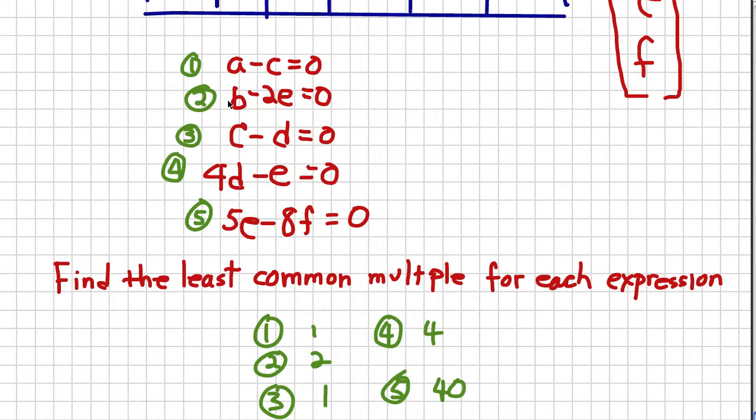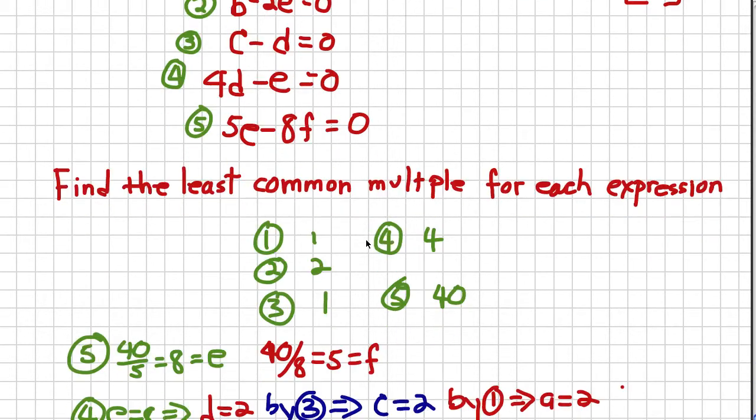Here I have 1 and 2. Again, recall I'm looking at the absolute values of these numbers. So the least common multiple of 1 and 2 is 2. I look at the least common multiple here, it's 1 and 1. The least common multiple of that is 1. And the least common multiple of 4 and 1 is 4. And down here I have 5 and 8. The least common multiple of 5 and 8 is 40. So that's what I have here. So I have 1, 2, 1, 4, and 40.